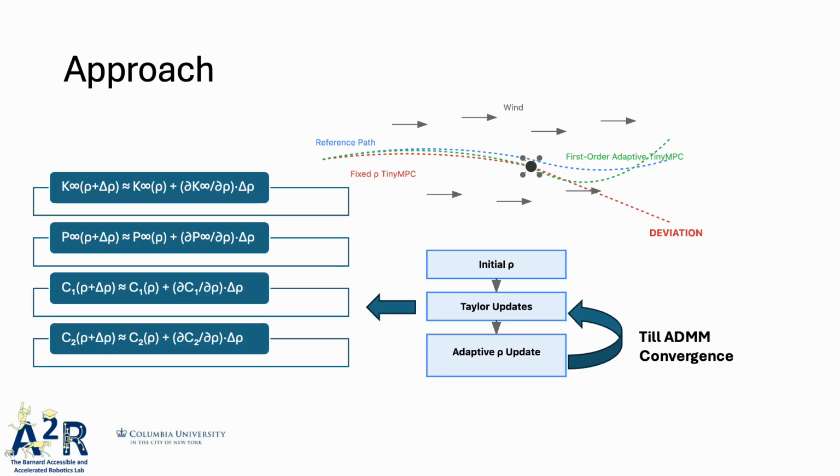We apply first-order Taylor expansions to update the cache variables. The 4 updates, K infinity, P infinity, C1 and C2, allow us to approximate new cache values using derivatives.